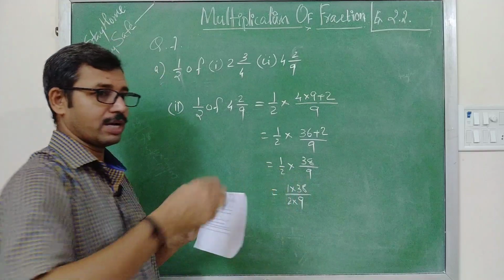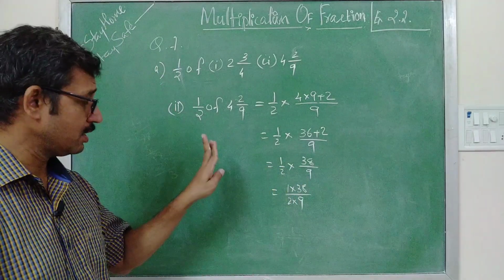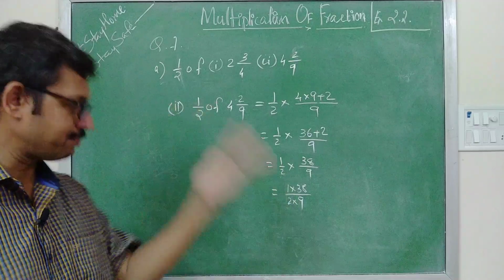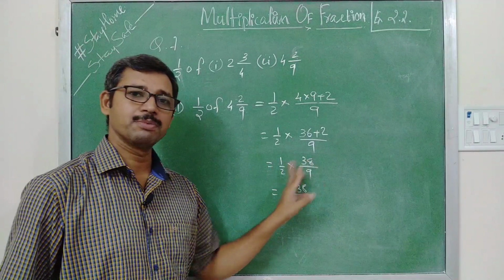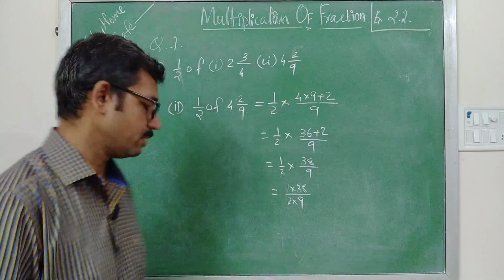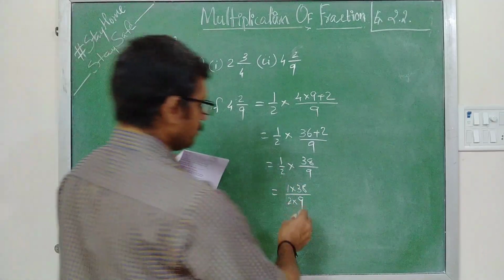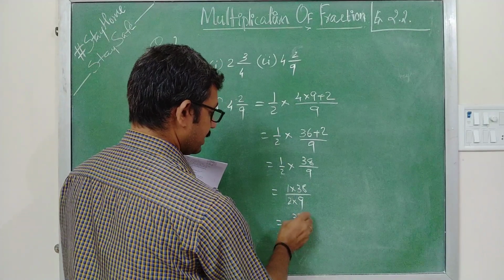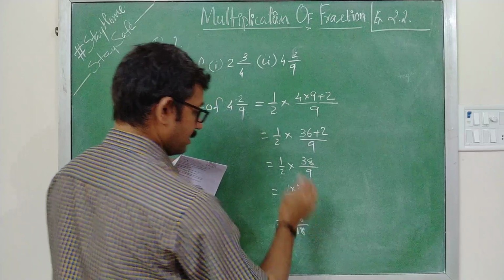Now look. In the addition, we have to make the denominators the same. Here it is not like that. In the multiplication you have to multiply the numerator and multiply the denominator. It is an easy process. So which is equal to, we can write it as, 38 upon 18. Sure.